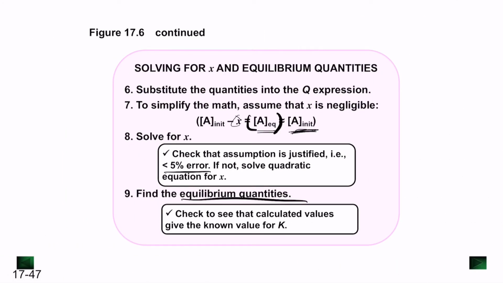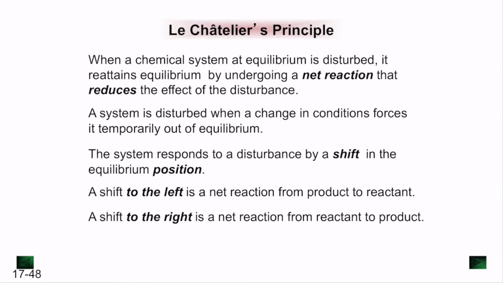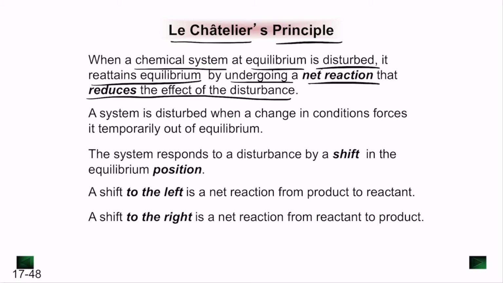So with that, we end the topic on how to solve for equilibrium problems or equilibrium constants. So let's continue our lecture and let's talk about Le Chatelier's principle. So what does Le Chatelier's principle say? It says that whenever a chemical system at equilibrium is disturbed, it reattains equilibrium by undergoing a net reaction that reduces the effect of that disturbance.